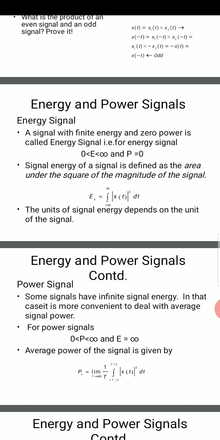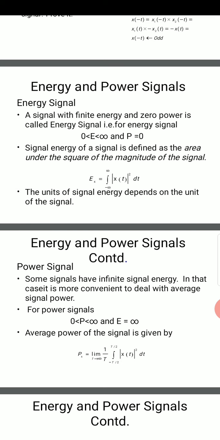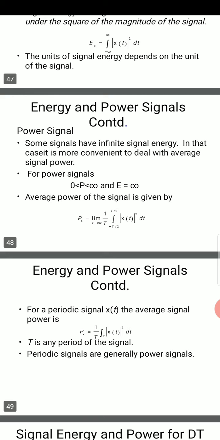Some signals have finite signal energy. In that case, it is more convenient to deal with average signal power. For a power signal, the power ranges from 0 to infinity. The average power of the signal is defined by P equals limit T tends to infinity of 1 by T times the integral from minus T by 2 to plus T by 2 of |x(t)| squared dt.